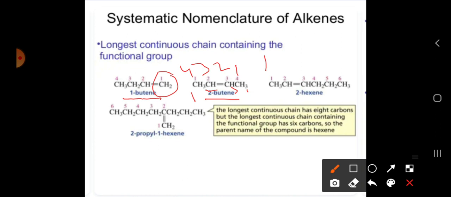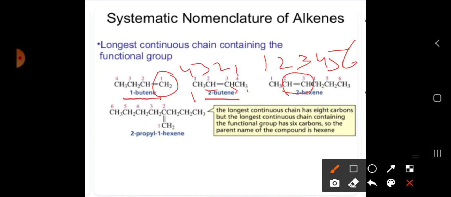Where the chain is long, from the back side we use it to count. Now here we have to give the double bond as 1, 2, 3, 4, 5, 6. So here it is presented as 2-hexene. One double bond is present, that's why it is a hexene.